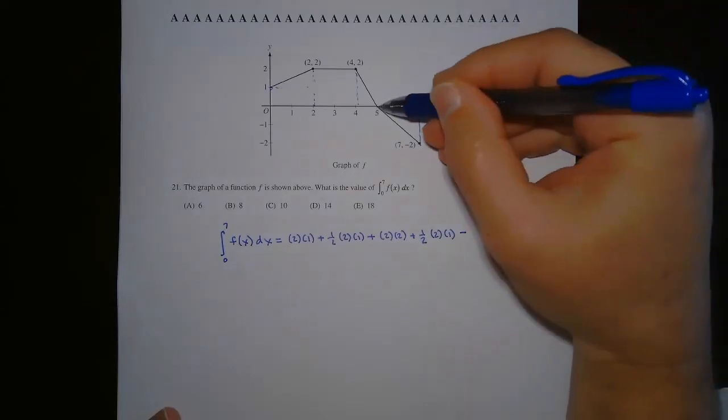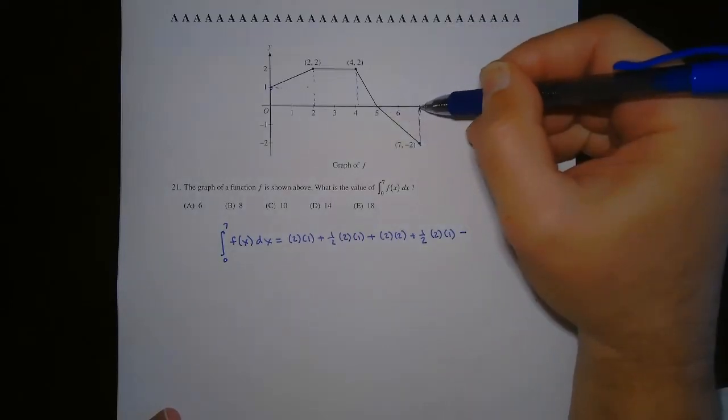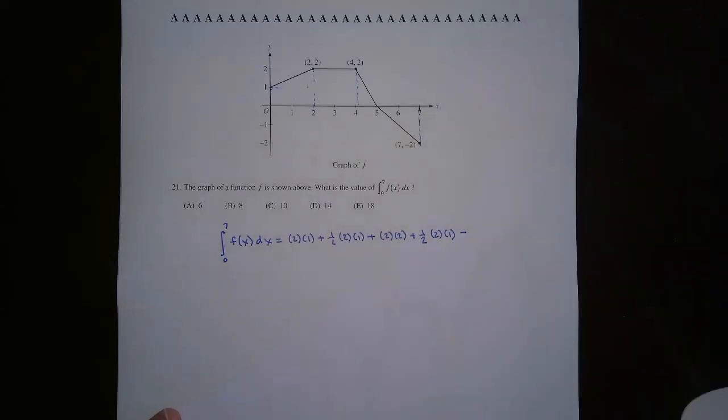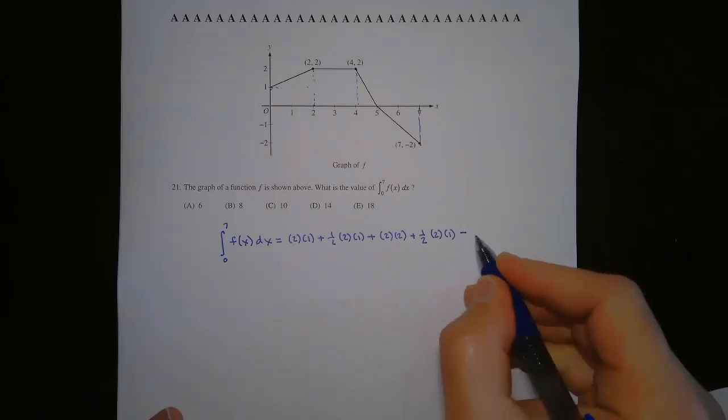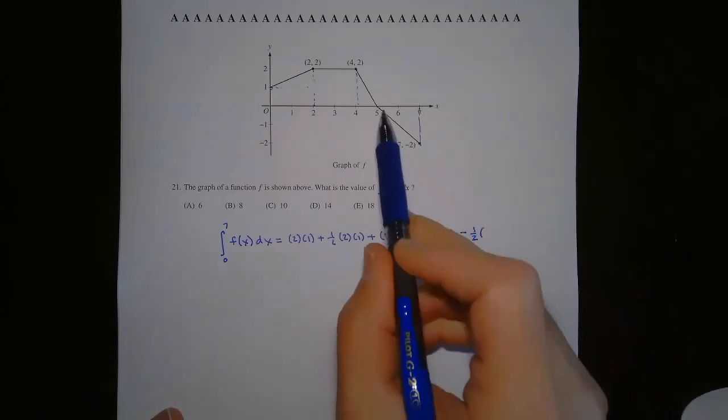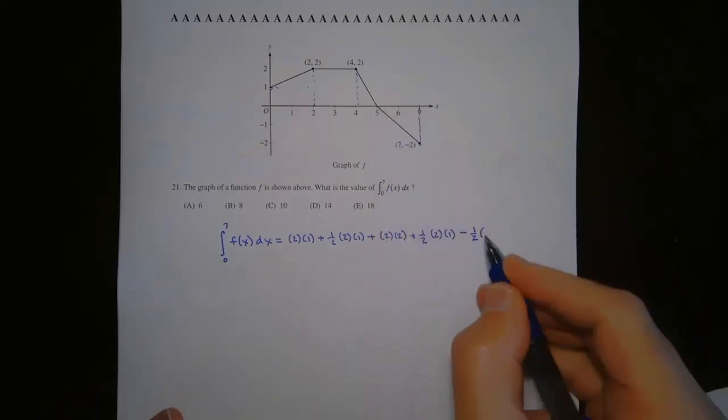And here's why. I'm going left to right, so my delta x's are positive, but my function is negative here. If you think about those rectangles that we did with Riemann sums, the delta x widths are positive, but now the function heights are negative. So that's why I'm going to have a negative here. And it's a triangle, so it's going to be 1/2 times 2 by 2.